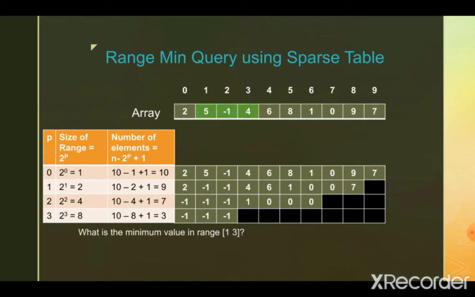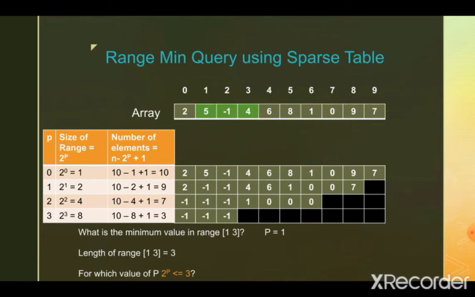So let us consider an example where we want to compute the minimum of range from 1 to 3 as highlighted in the figure. Now the length of this range is equal to 3. Now we need to find out the value of p such that 2 to the power of p is less than or equal to 3. So we know that for p equal to 1, 2 to the power of p becomes 2, so that is less than or equal to 3. The next value of p, which is 2 to the power of 2, becomes 4, which is greater than 3. So we consider value of p equal to 1.